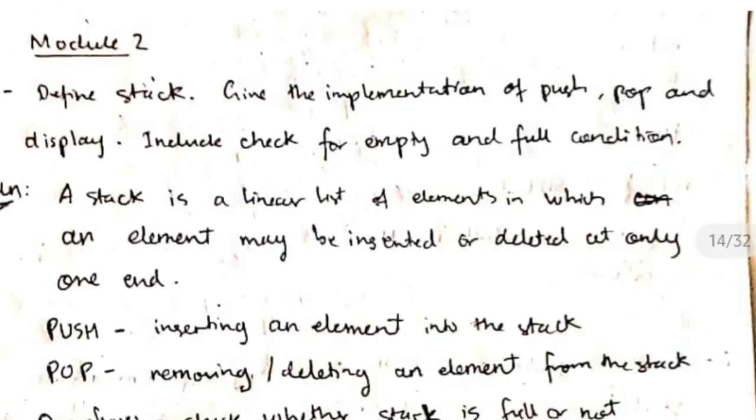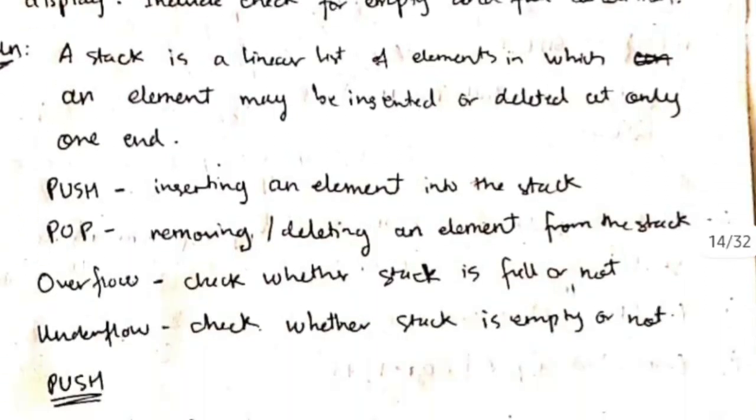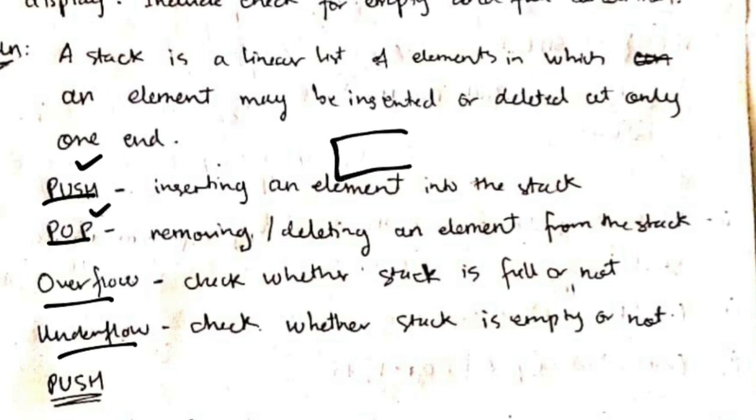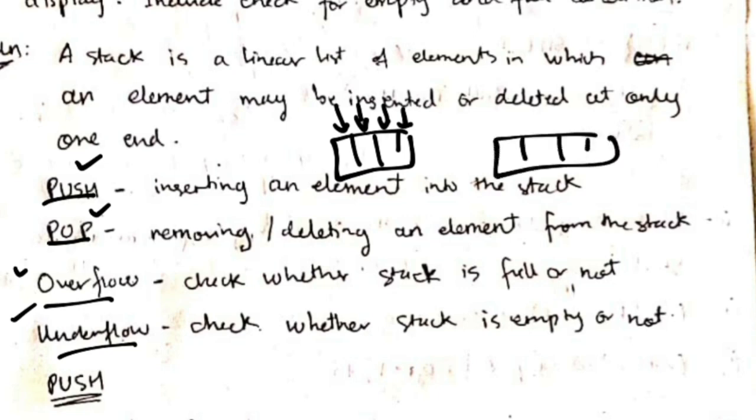Okay, what is a stack? A stack is an array, but we can insert and delete elements only from one end. We have four operations, which are push, pop, overflow and underflow. In push we will insert an element, and in pop we will delete an element. Overflow means in case the stack is full, meaning all the spaces are filled by elements, that's known as overflow. In underflow, if the stack is empty, that's known as underflow.